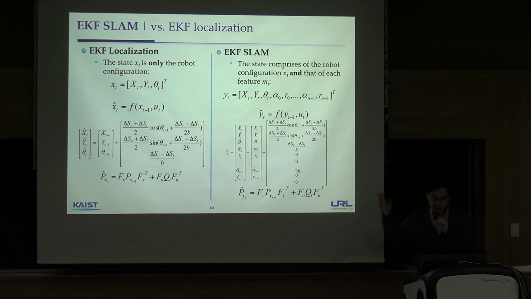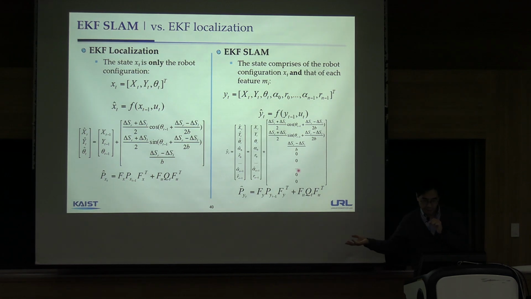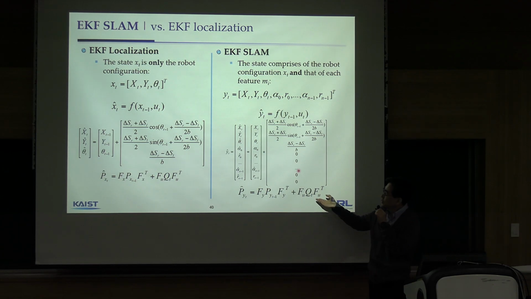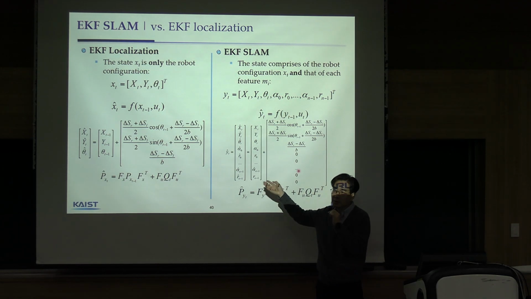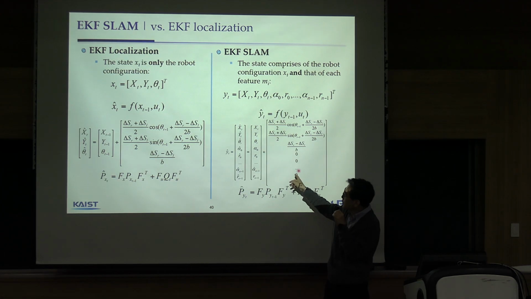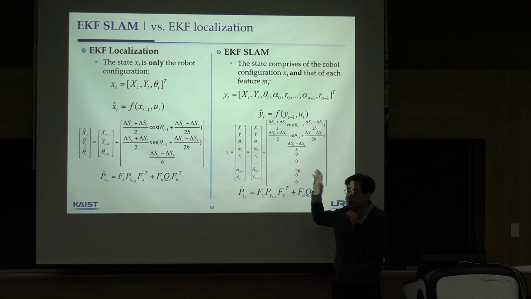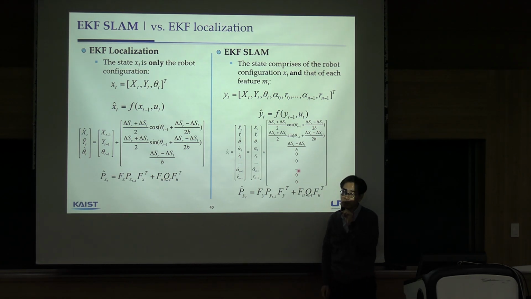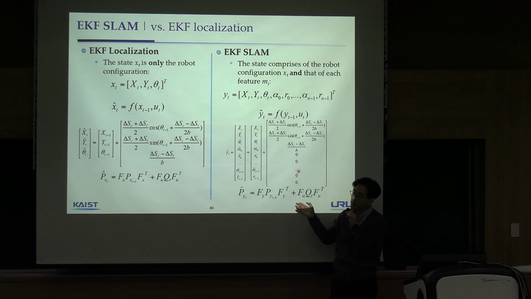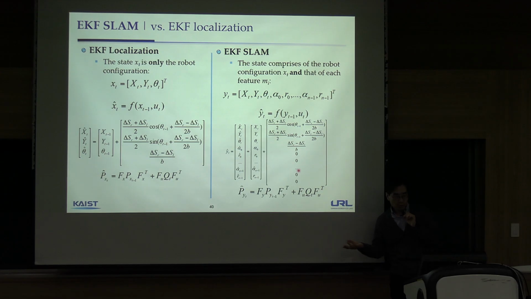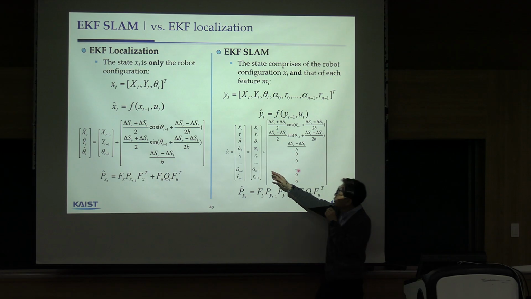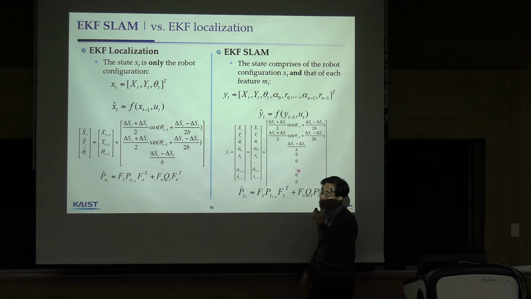So that's the difference between localization and SLAM. But as you can see, SLAM is quite simple. There's very small changes, like here. We only think about how to update this landmark information. Using this error propagation and also using the current filter equation, it automatically updates the position of the robot and the position of the landmarks.